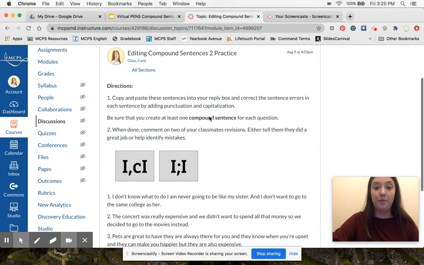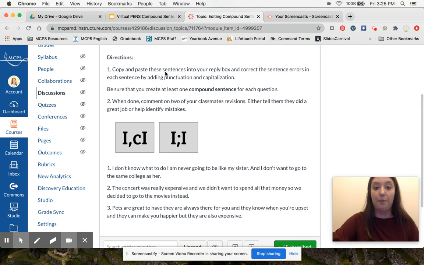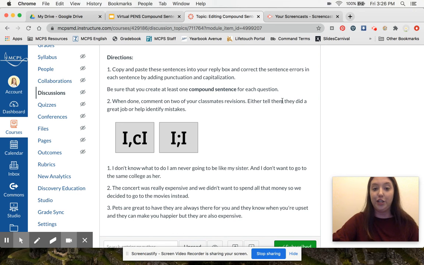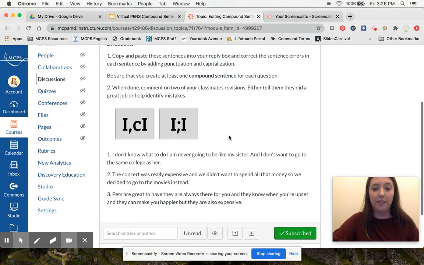Okay, so the next thing you're going to do is you're going to go on to MyMCPS Classroom, and the directions again tell you to copy and paste the sentences into your reply box and correct the sentence errors in each sentence by adding punctuation and capitalization. Again, be sure that you create at least 1 compound sentence. It can't be all simple sentences. When you're done, I'd like you to check out your classmates' revisions, either tell them they did a good job or help identify some mistakes that they may have made. So you're going to comment on 2 of your classmates' revisions.